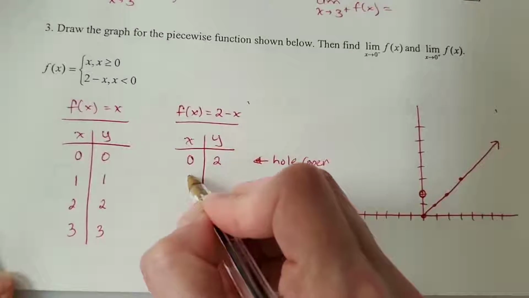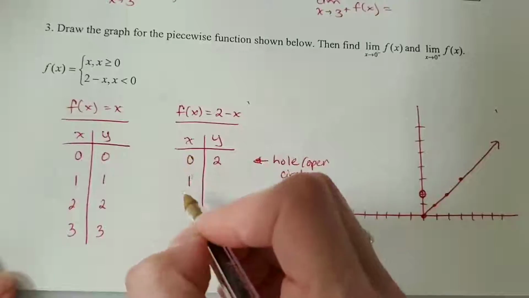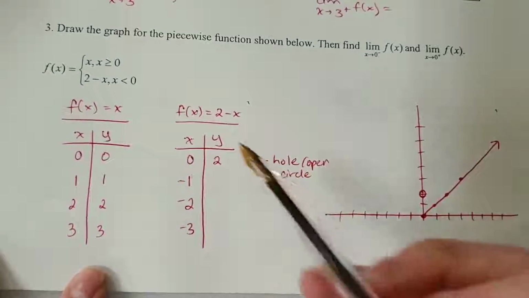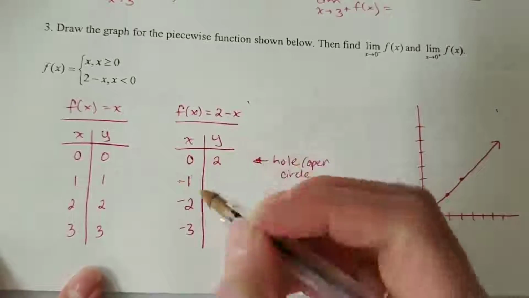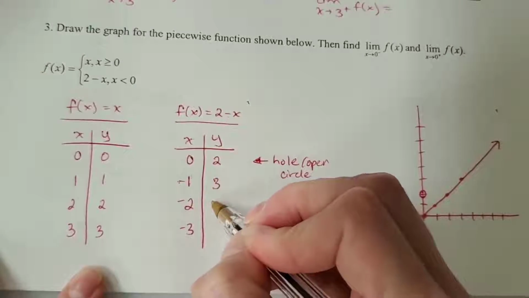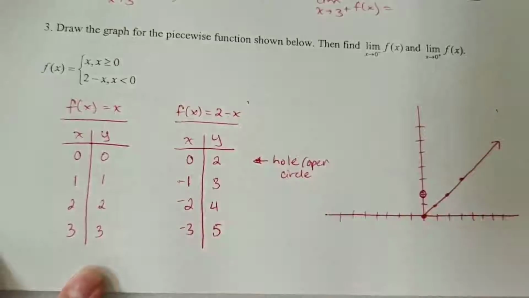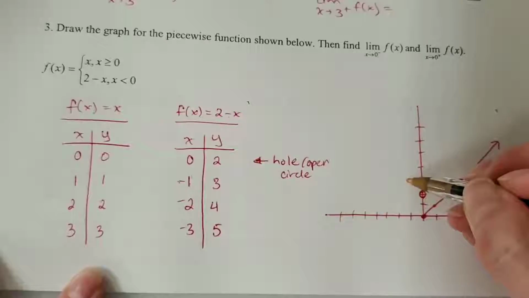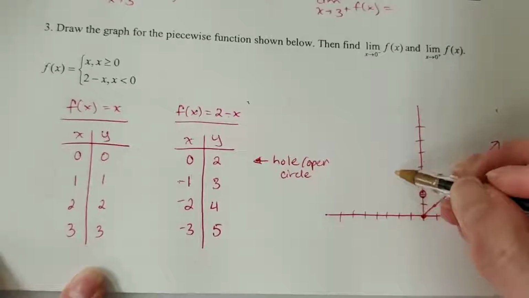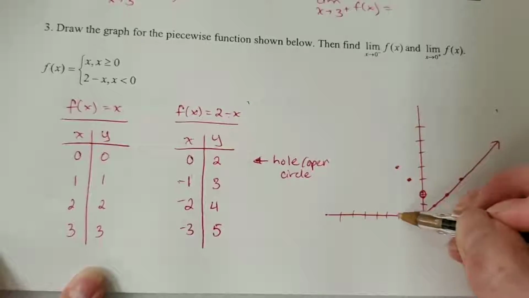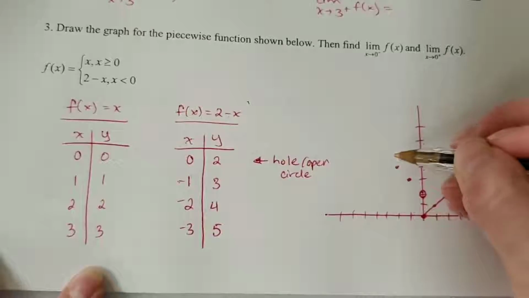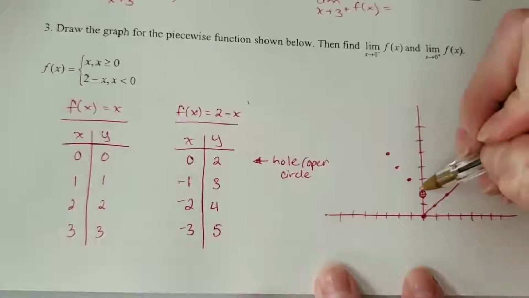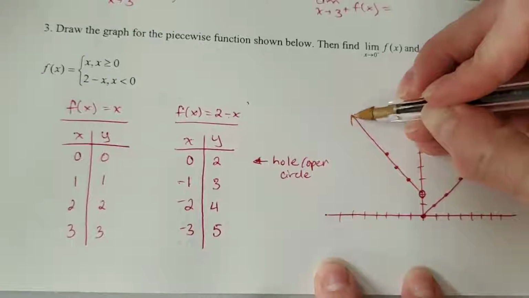Then we can do less than 0. So negative 1, negative 2, negative 3. 2 minus negative 1 is going to be 3, and then we'll get 4 and 5. So (-1, 3), (-2, 4), and (-3, 5). They're both lines, so you just have two different rays going off your graph.